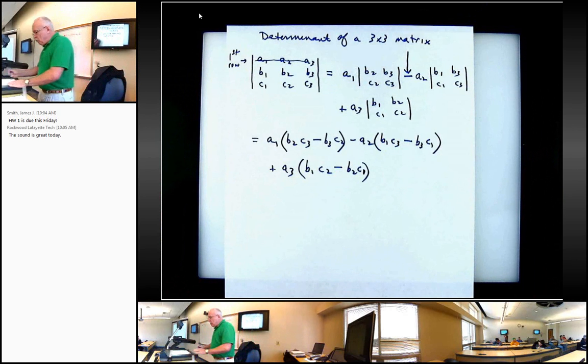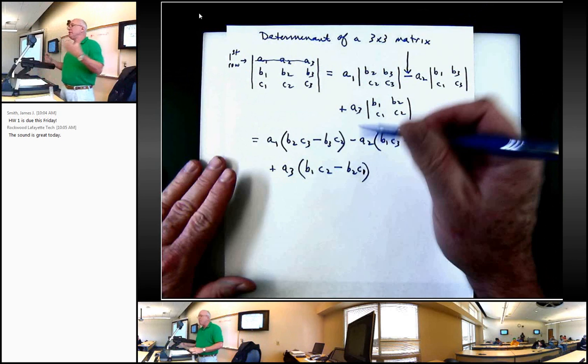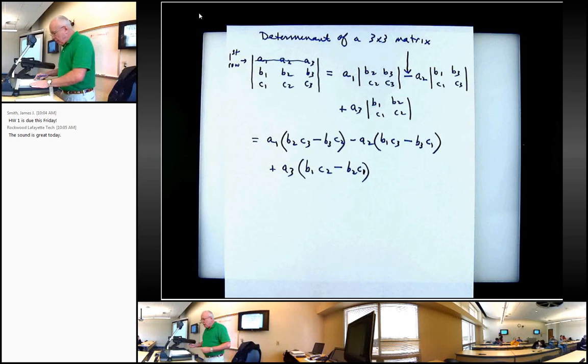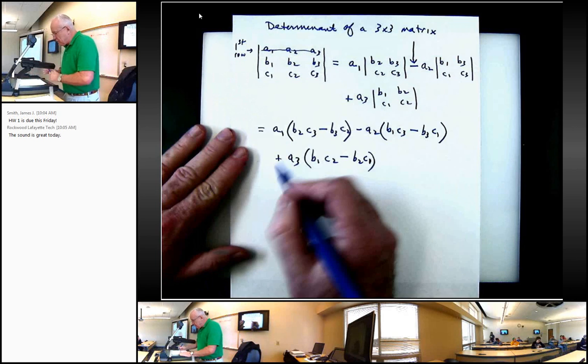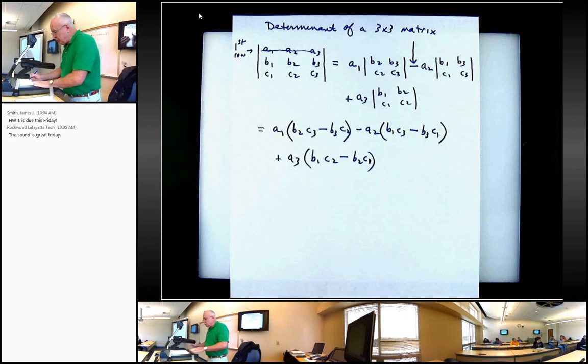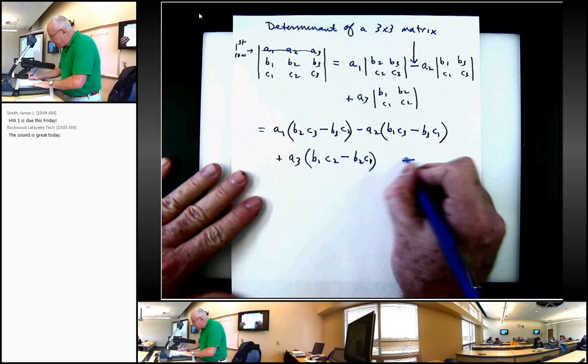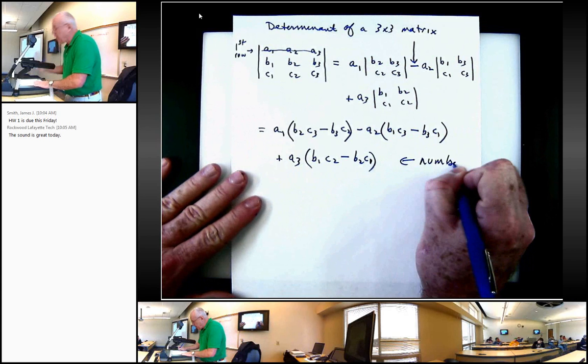And when you compare them, if you FOILed this thing out and distributed this whole thing, then that's where you get the determinant here. So basically, this ends up being a number. Okay, that you get.